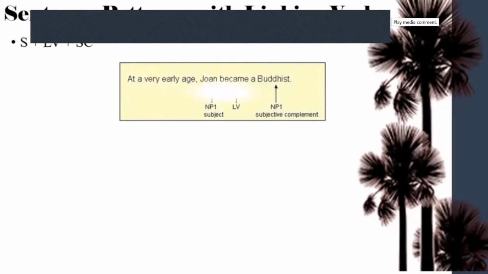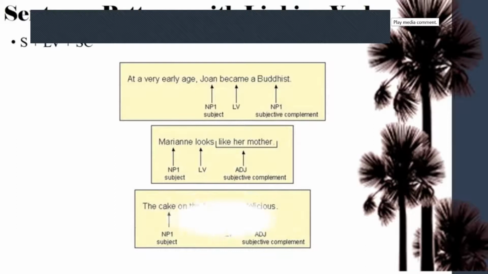Now let's look at sentence patterns with linking verbs. Subject, linking verb, and subject complement. At a very early age, Joan became a Buddhist. Remember, a linking verb is a verb that has no physical or tangible action. In this case, we have a noun phrase acting as an adjective. Joan became a Buddhist. Marianne looks like her mother. Here we have an adjectival phrase, like her mother, describing Marianne, the subject. The cake on the table looks delicious. Again, we have an adjective describing the subject, delicious cake.